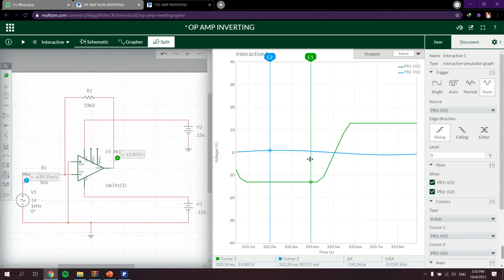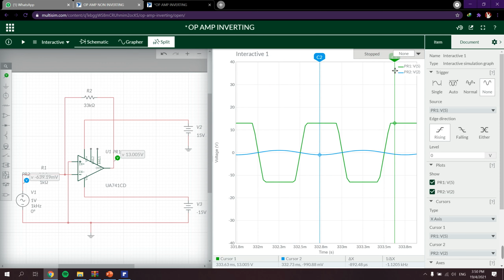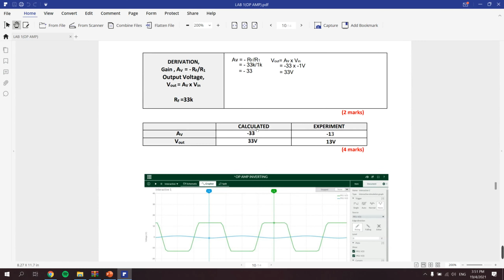For 33 kilo ohms, we'll be getting a clip. There will be clipping for the voltage out, because there's a clip here around 13 volts. As you can see, the value of V in is still the same, but the voltage out is clipped. According to our calculation, we should get around negative 33 gain and 33 volts for V out, but experimentally we only get negative 13 gain and 13 volts for V out.